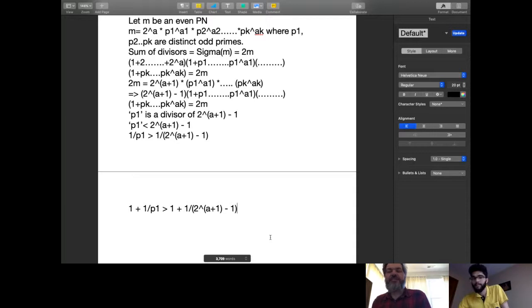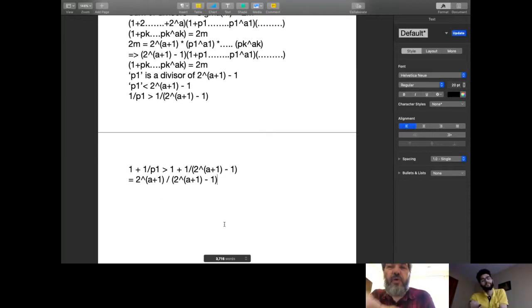I claim that this equals exactly, you can just write 2 to the a plus 1 over 2 to the a plus 1 minus 1. That equals 2 to the a plus 1, that's the numerator. And then divide by 2 to the a plus 1 minus 1. And it's true, because if you look at this, the numerator is 1 larger than the denominator. So the fraction is 1 plus 1 over this.